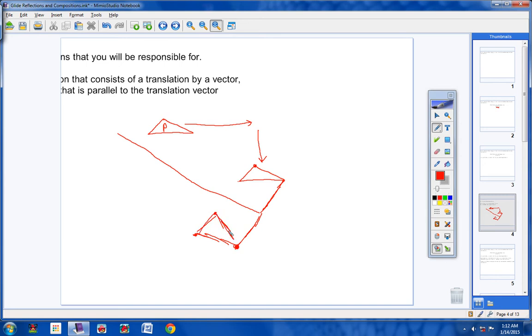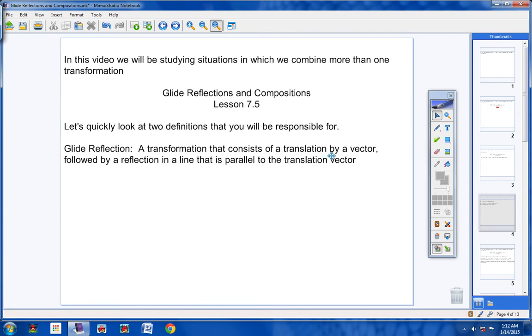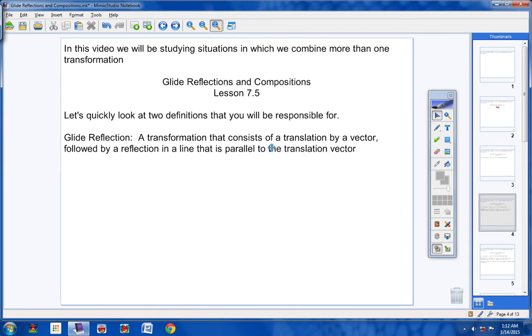So do you see what I did? I translated it and then reflected it in this line here, okay? And that is, students, what a glide reflection is. A glide reflection is when a figure is translated and then reflected.